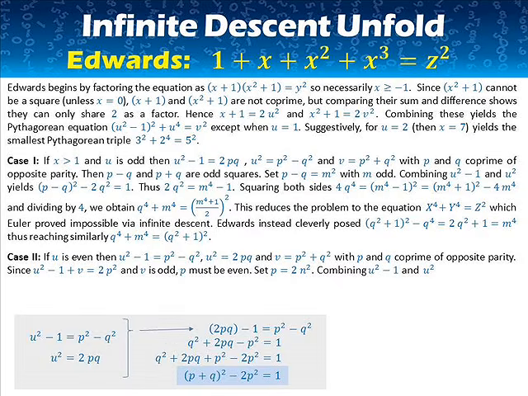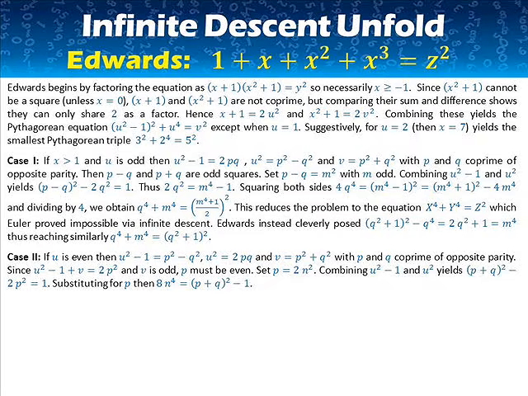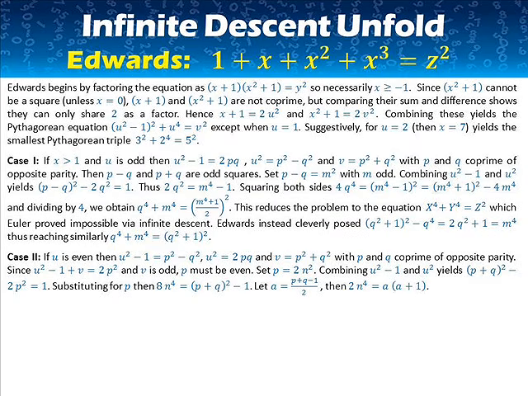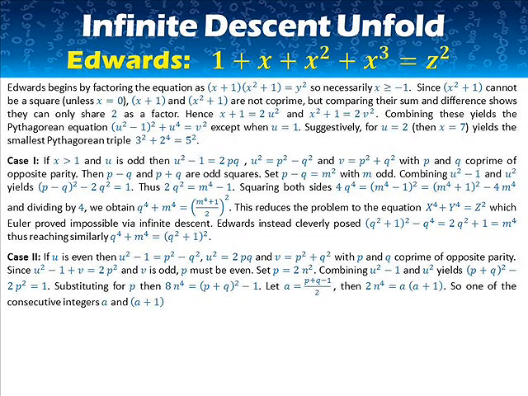Combining u^2 - 1 and u^2 yields (p + q)^2 - 2p^2 equals 1. Substituting for p, then 8n^4 equals (p + q - 1)(p + q + 1). Let a equals (p + q - 1)/2. Then 2n^4 equals a(a + 1). So one of the consecutive integers is a fourth power and the other twice a fourth power.